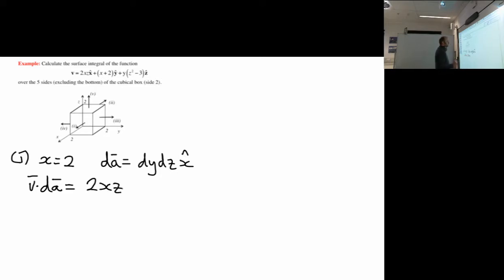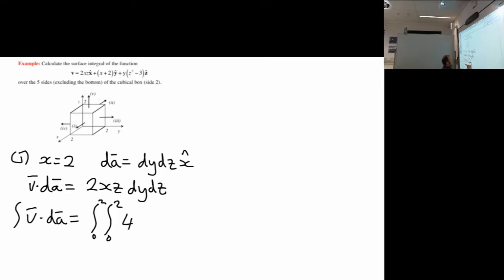So what we obtain here is 2xz dy dz. And what we must do is integrate this over the surface for y going from 0 to 2 and z going from 0 to 2 as well. So the integral of v dot dA is going to be equal to, we can substitute 2 in for x, the double integral from 0 to 2, from 0 to 2 of 4z dy dz.